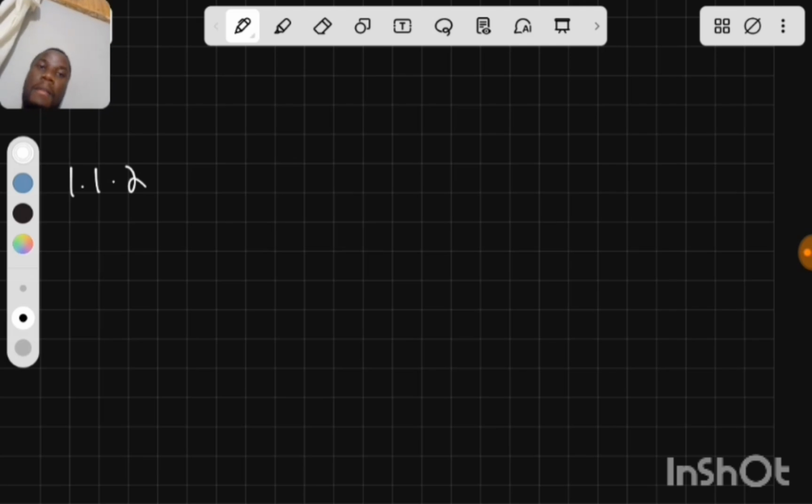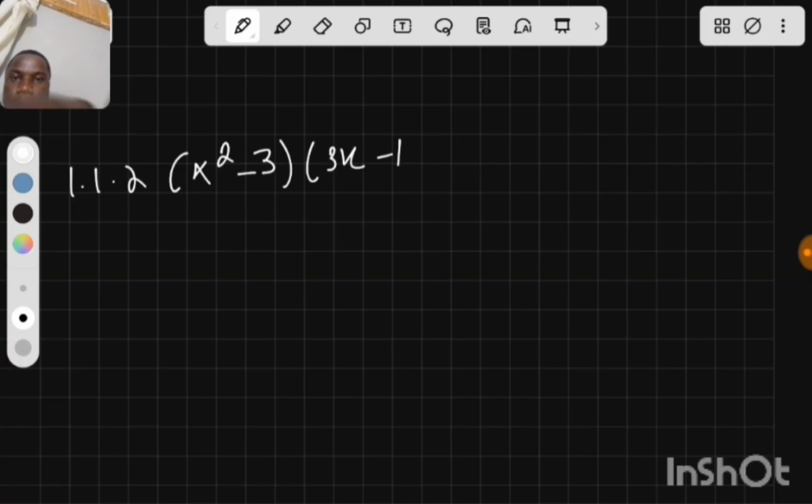A rational number refers to a fraction number where the denominator is not equal to 0. Then we have x squared minus 3 times 3x minus 1 times x plus 2 is equal to 0.